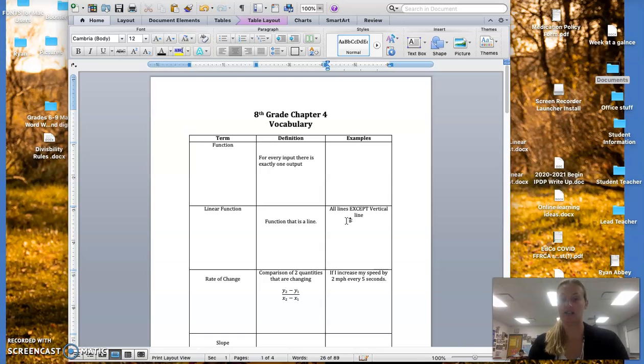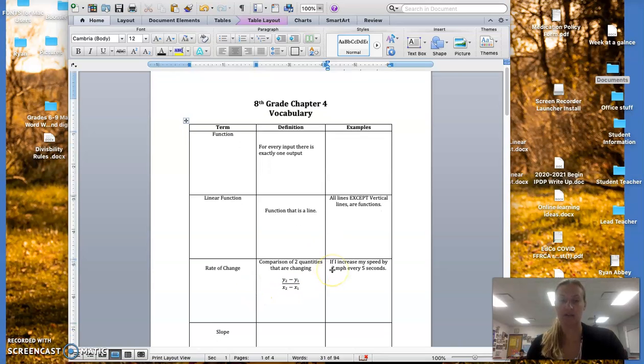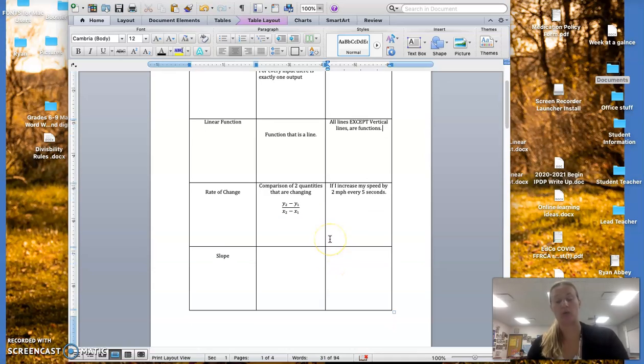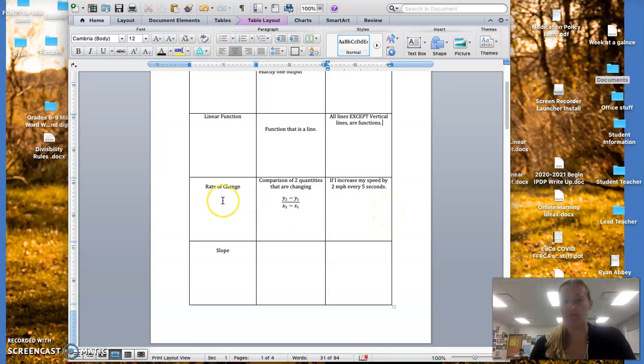vertical lines are functions. So our oblique lines and our horizontal lines are going to be all functions. The vertical line is the only one that's not a function. So we're going to focus this unit specifically on linear functions. Okay? And one thing that we can do with a linear function is we can find the rate of change. So a rate of change, the official definition, is a comparison of two units that are changing.